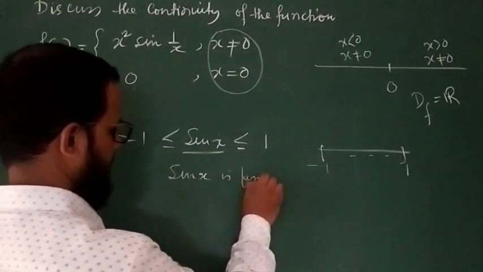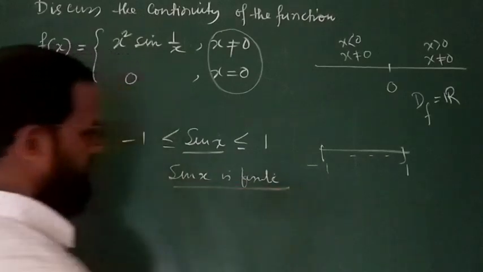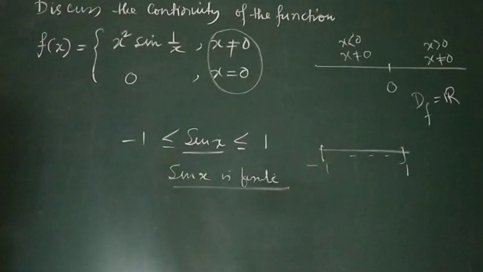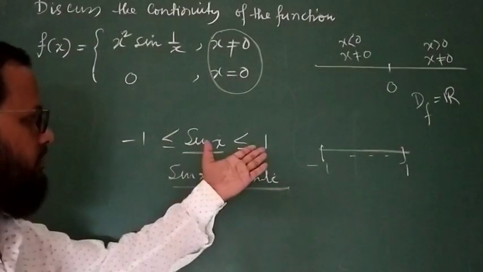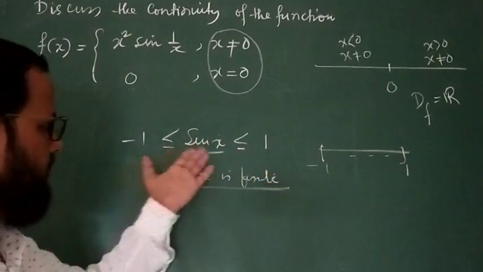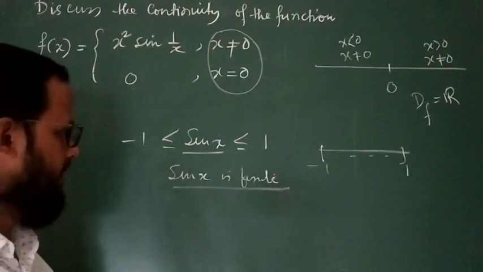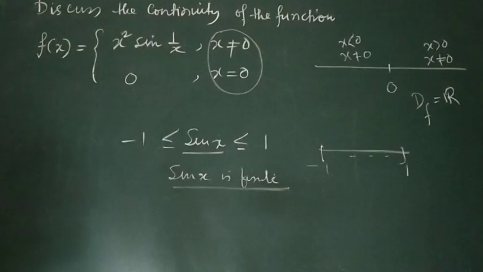So you can say that sin x is finite. It may be 1, it may be -1 or 0 or anything, but it is a finite quantity. Okay?